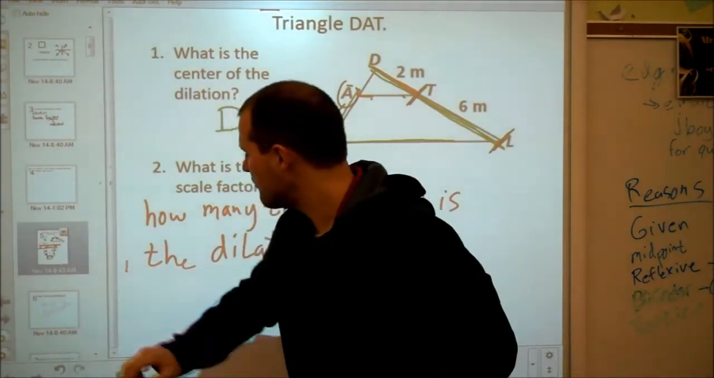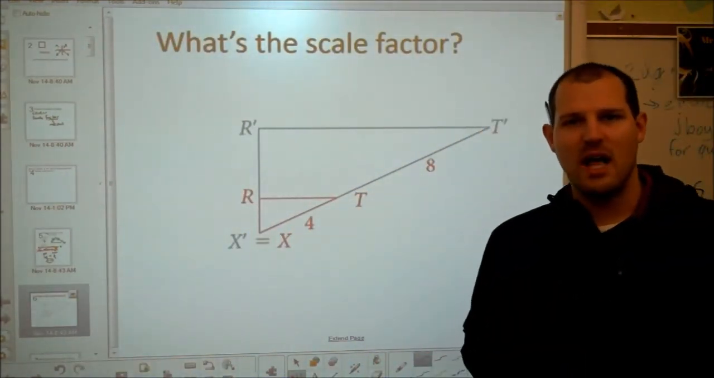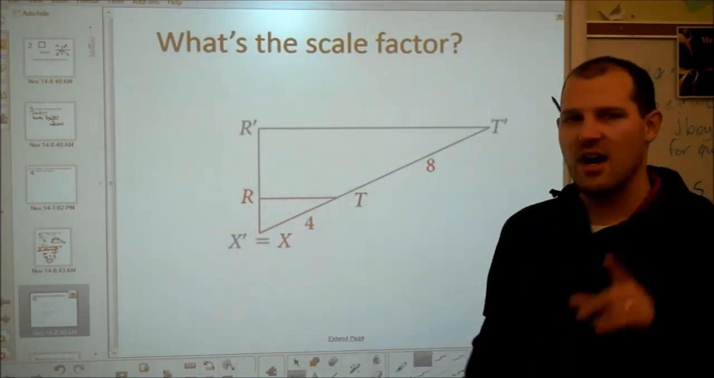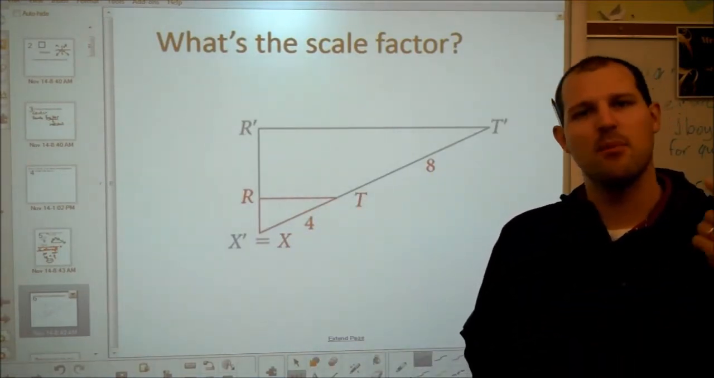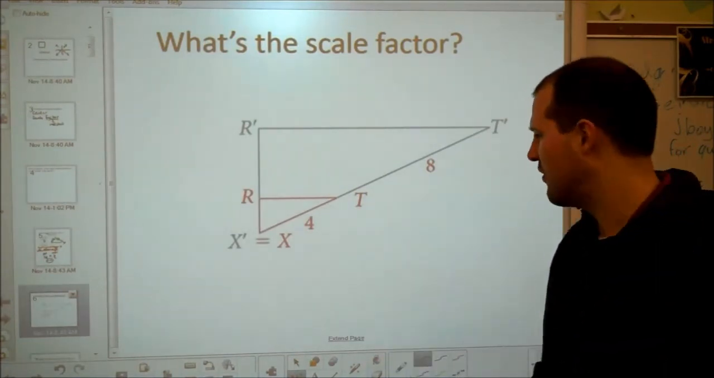Let's keep going. Let's try to find the scale factor on this one. Now, after our previous example, I'd like you to pause the video, write this down, and I want you to try to answer the question on your own, and then I'm going to point out a little detail about it. But pause the video now and try this one to see how you're doing. Do a quick check for understanding.